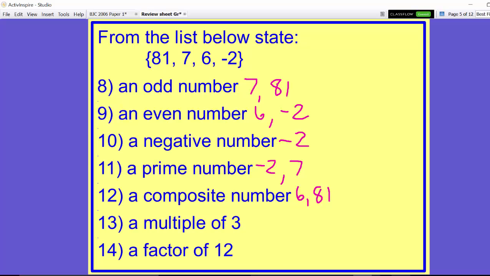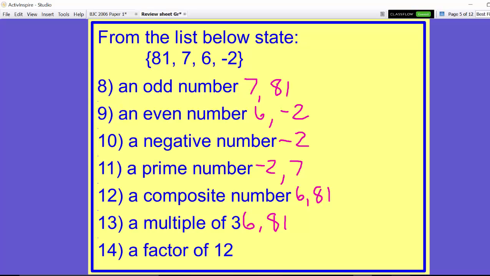Number 13, a multiple of 3. Although it's not on your times tables, 3 can go into 81. If you work it out, 3 goes into 81 27 times. So 81 is also a multiple of 3. So 6 or 81 would be an acceptable answer for this question.